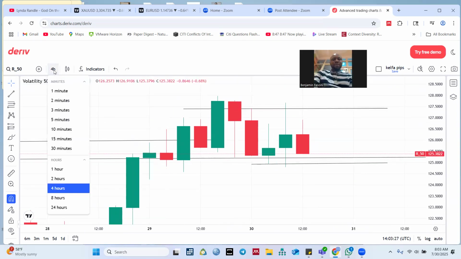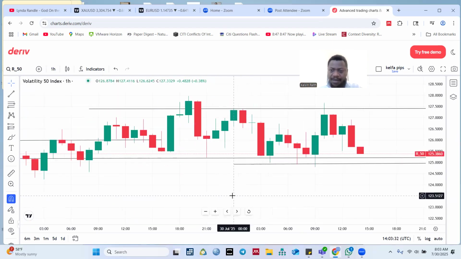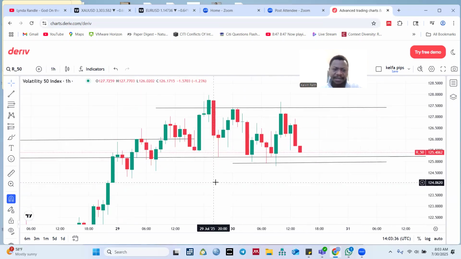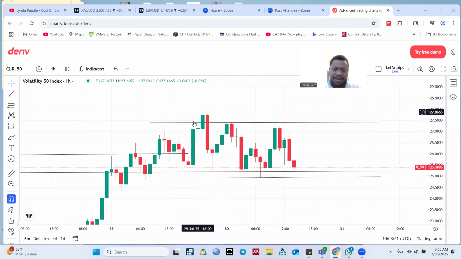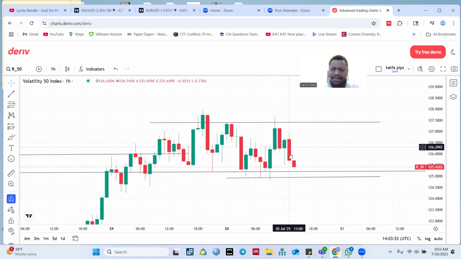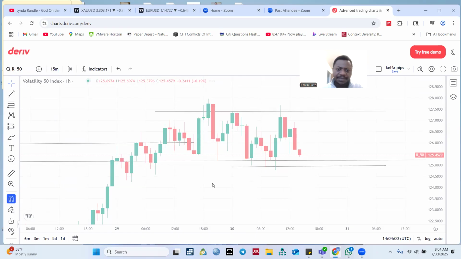Then from 4 hours, let's look at 1 hour and see what is happening. On the 1 hour, things have fallen in place nicely. We can still see the swing pattern here, retested and dropped down. We can see a new swing pattern that has also been formed on this side, and then price is dropping. So what about 15 minutes and 30 minutes?